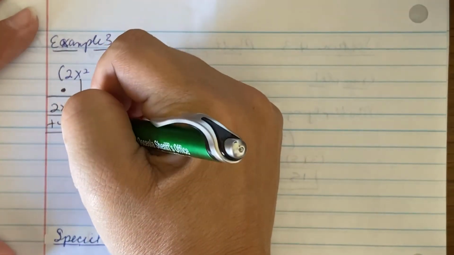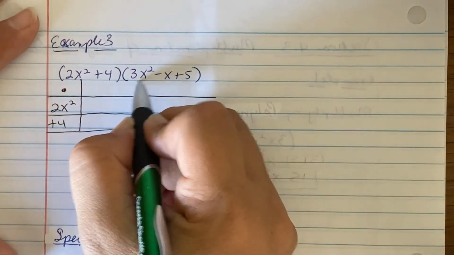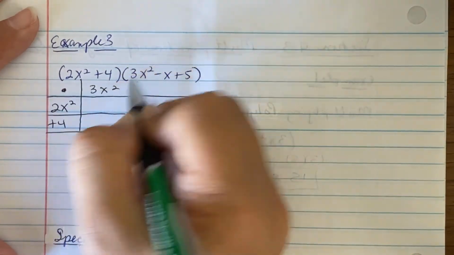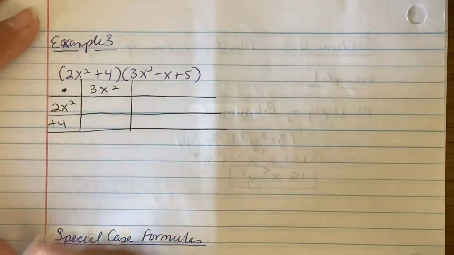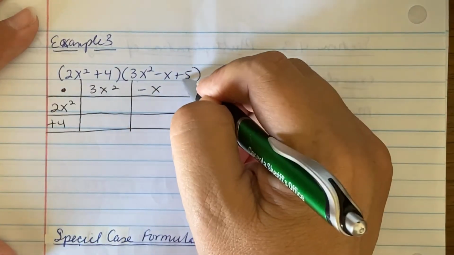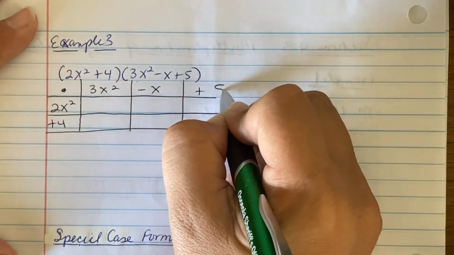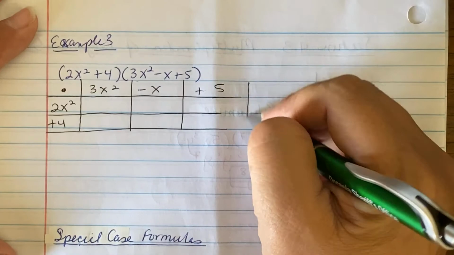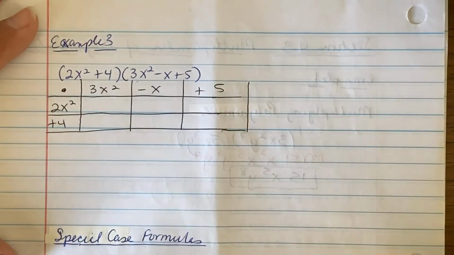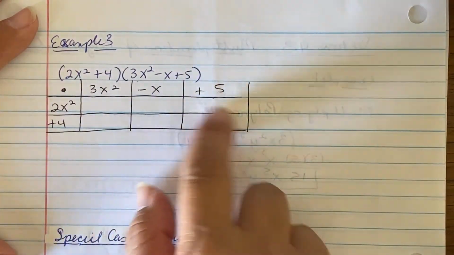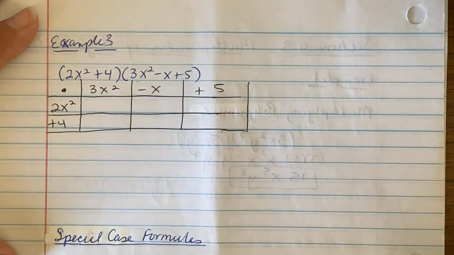Now I'm going to make my column. I'm going to write 3x squared by itself. Split the column. Write negative x by itself. Split the column. Write positive 5 by itself. Close your column. So now whatever is left inside the open boxes is your answers.